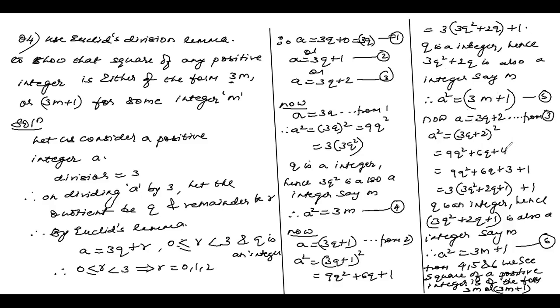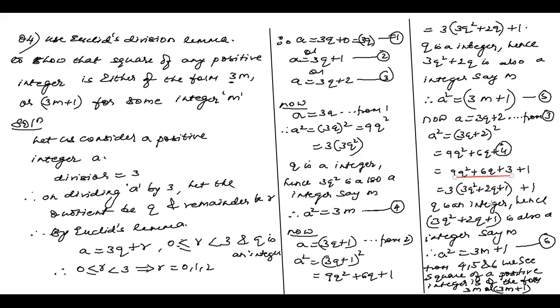Here I use a little trick. This 4, I split it as 3 plus 1. Now why did I do that? So that, you can see here children, if I split it, 3 will be common in all three terms. 3 common came, so 3q square plus 2q plus 1 plus 1 as it is.